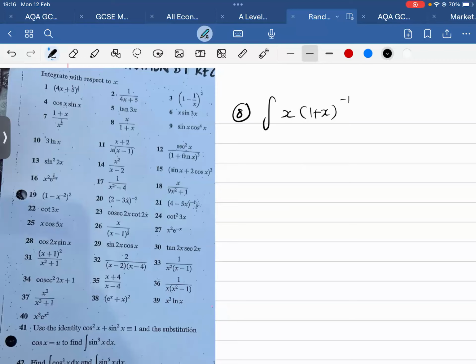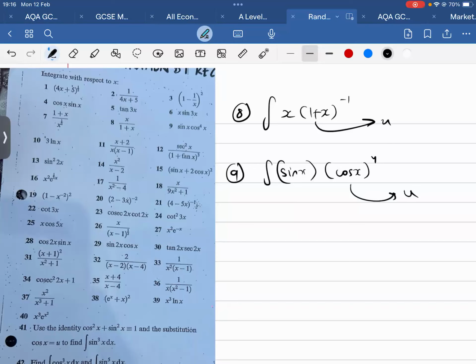Question 9 is sin x cos x to the power 4. A general good rule is whatever has a power, make that u. So hopefully they'll tell you, but if they don't, that's your u. In this case, that's under a power, so that's my u.